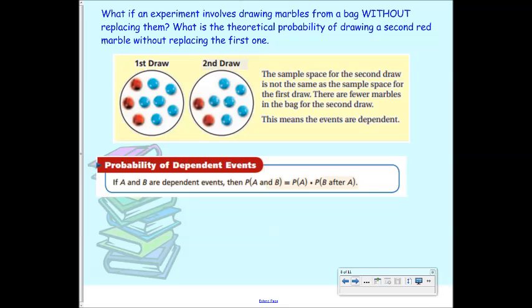6 over 72. And can I reduce that? Yes, 6 goes into both. How many times does 6 go into 6? 1. And how many times does 6 go into 72? 12. So what's the probability you'll get reds both times? 1 out of 12. This would be red, okay?